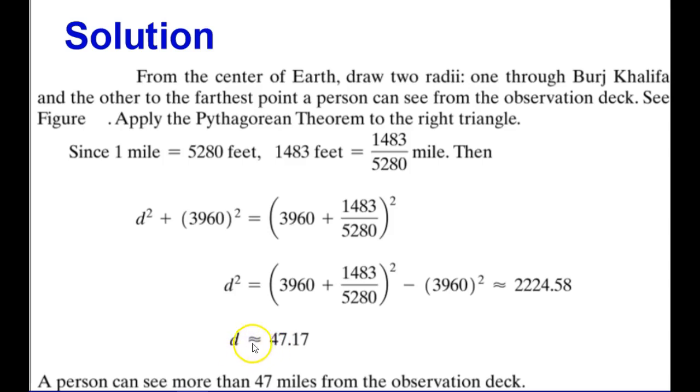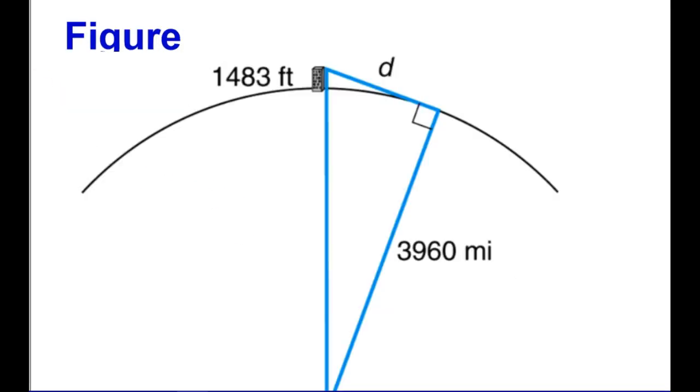So d is approximately 47.17 miles. And remember, we always need to include our units. So again, just looking at that figure.